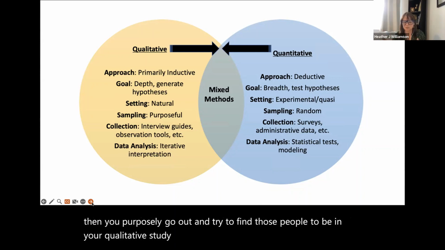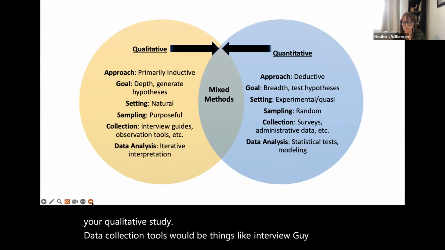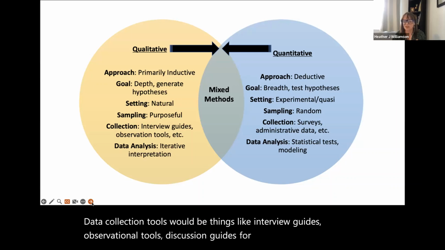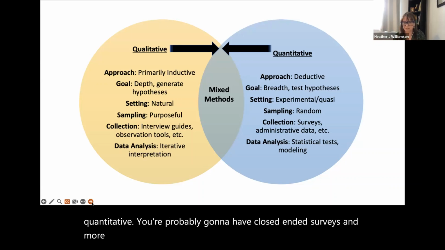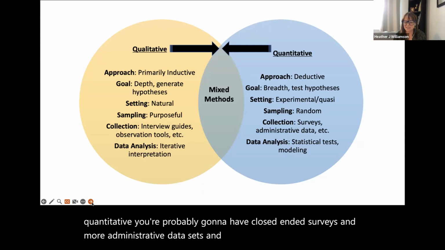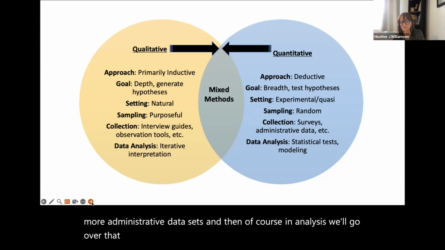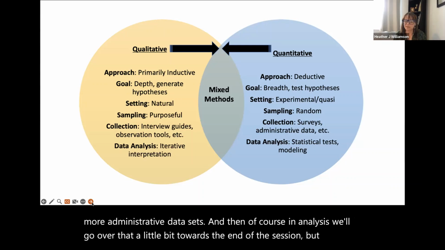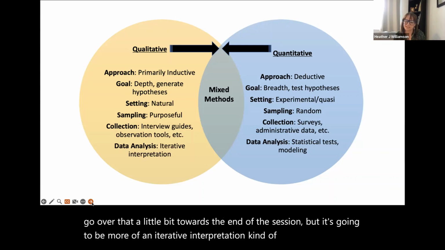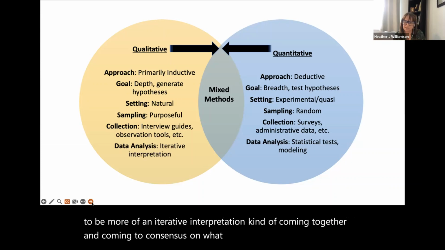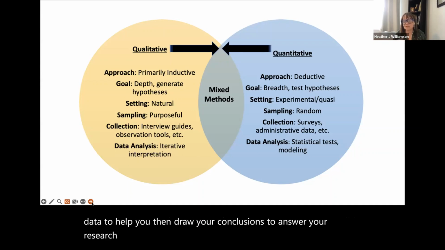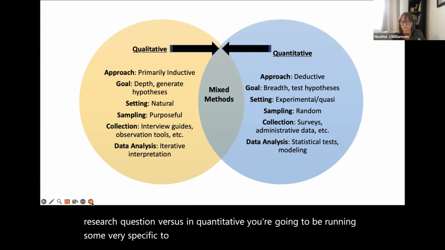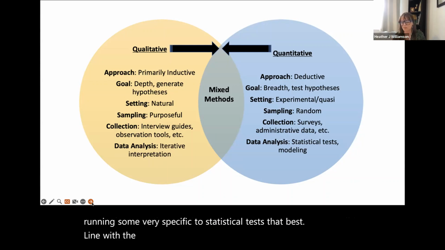Data collection tools would be things like interview guides, observational tools, and discussion guides for focus groups, versus in quantitative, you're probably going to have closed-ended surveys and more administrative data sets. And then, of course, in analysis, we'll go over that a little bit towards the end of the session, but it's going to be more of an iterative interpretation, coming together and coming to consensus on what you're seeing in the qualitative data to help you draw your conclusions to answer your research question. Versus in quantitative, you're going to be running some very specific statistical tests that best align with the type of data that you have and maybe doing some modeling.